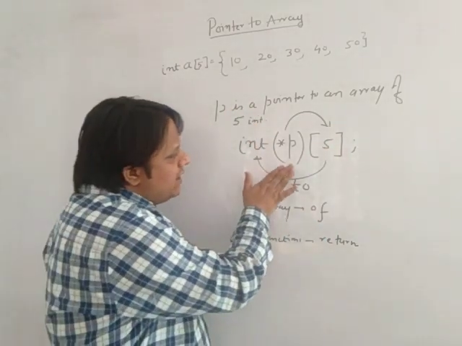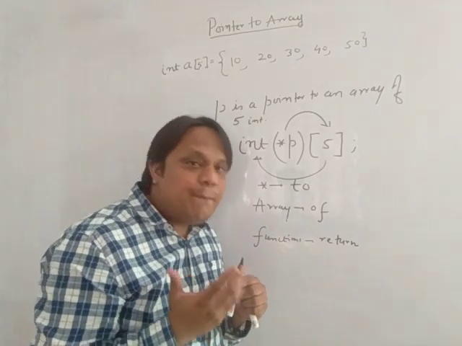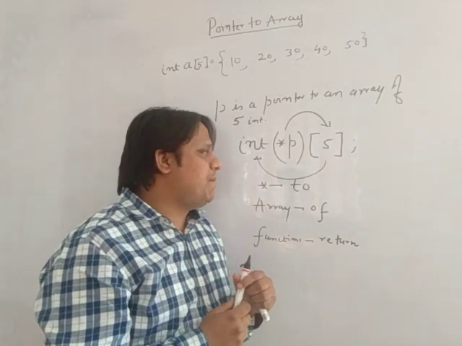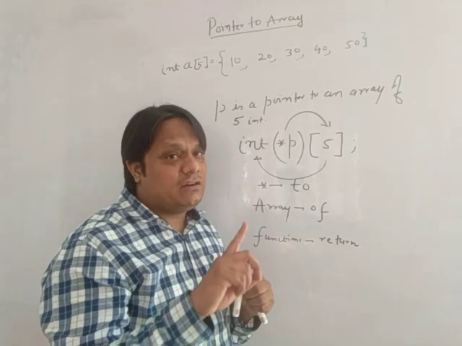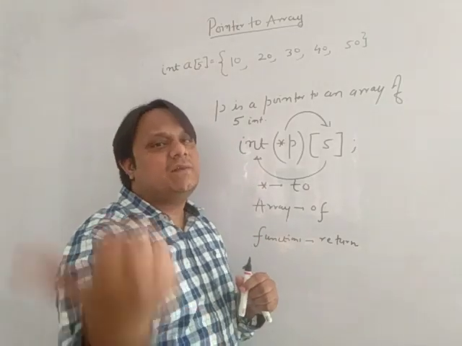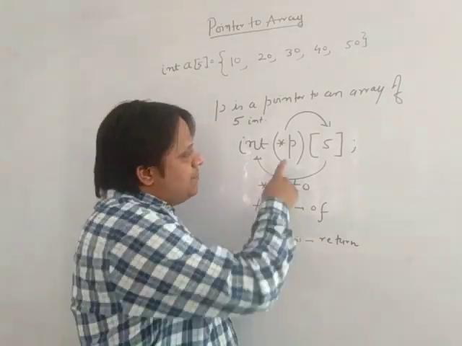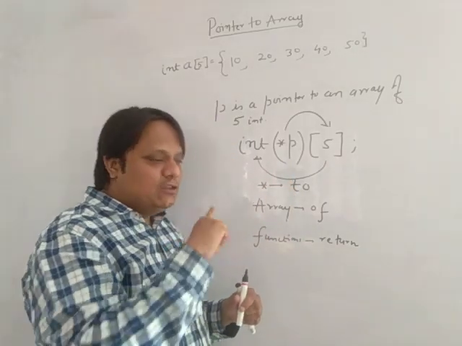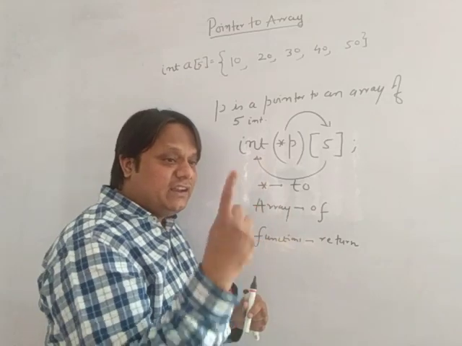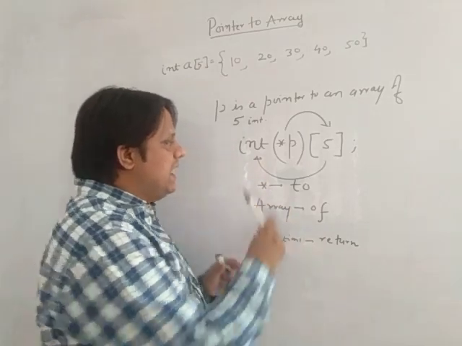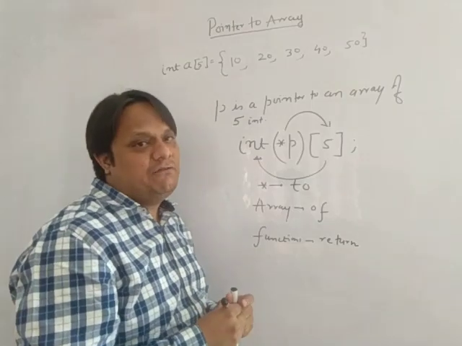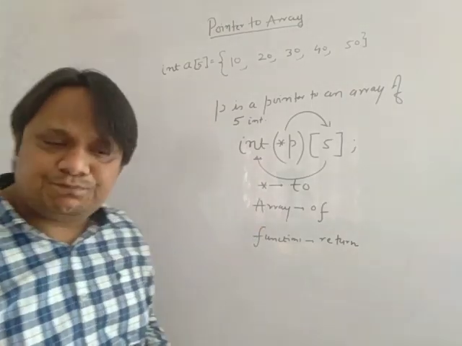So if I ask you, how many pointers are there here? Do I have 5 pointers, or do I have one pointer? You will say, sir, there are not 5 pointers, because it is a pointer to an array, and inside the array I have 5 integers. So here I have only one pointer, which is pointing to the base address of the array. So p is a pointer to an array. It contains only one pointer, and that pointer is pointing to the base address of my array. Fine. So there is only one pointer.